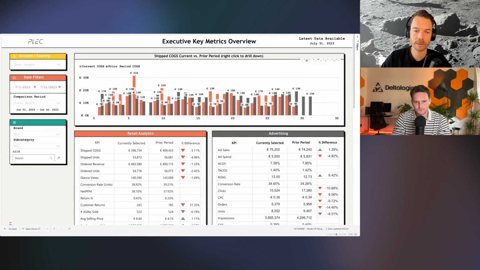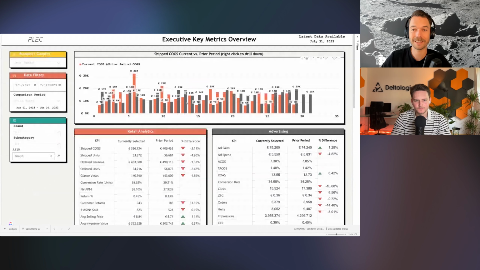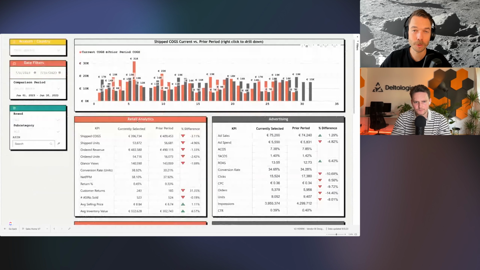And then let's have a look at the tables here. This is the classic retail analytics table that most of you do remember from the good old times back when we had brand analytics, which got sunset last year. And we try to bring it back with this tool. And also you have the advertising data right next to it. And this is completely new to you, because until today, you don't have advertising data within your Vendor Central console.